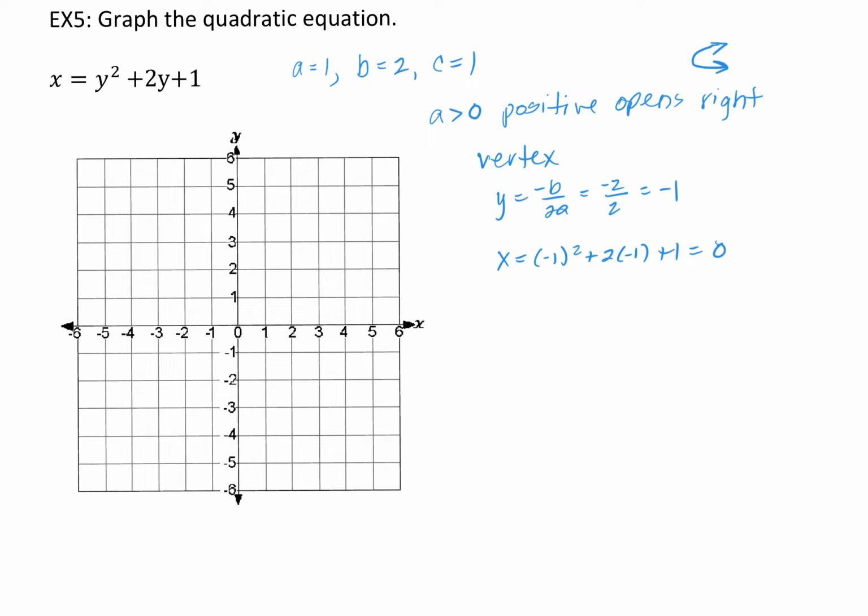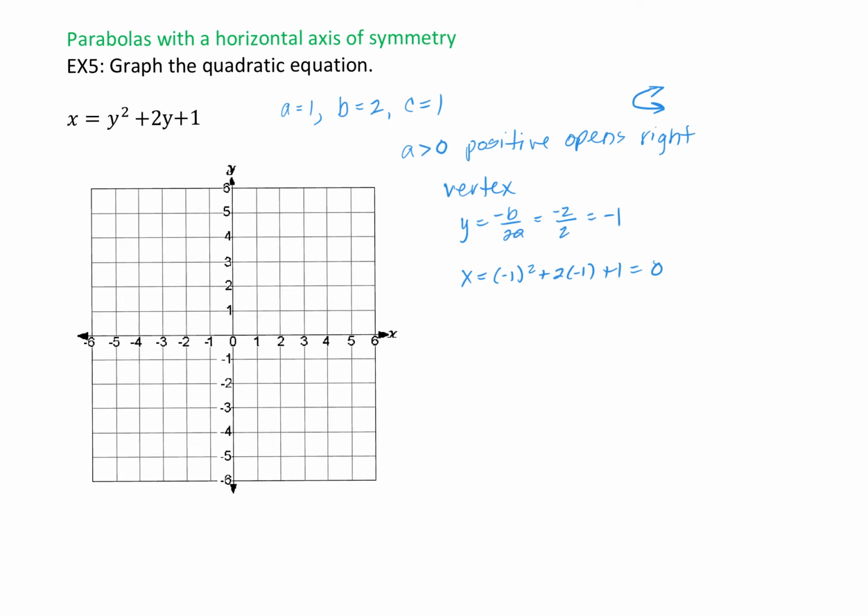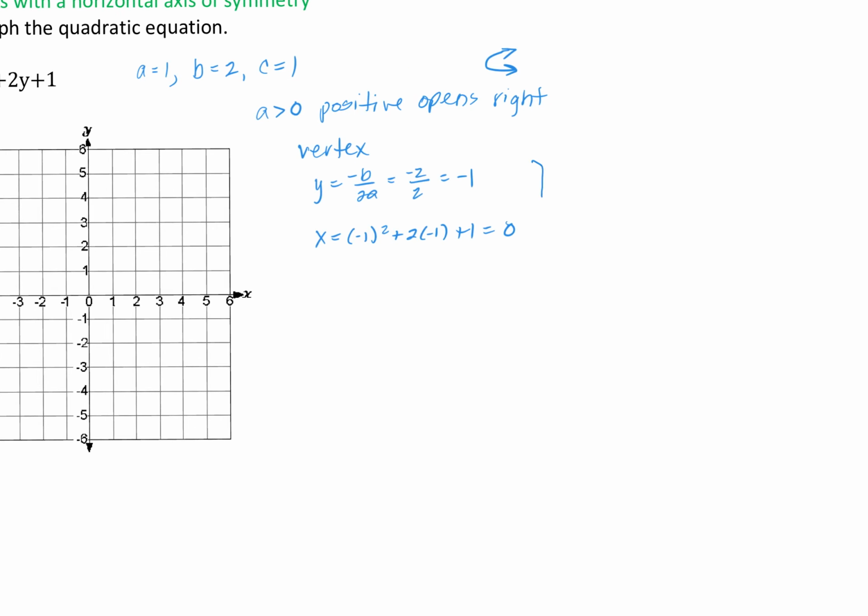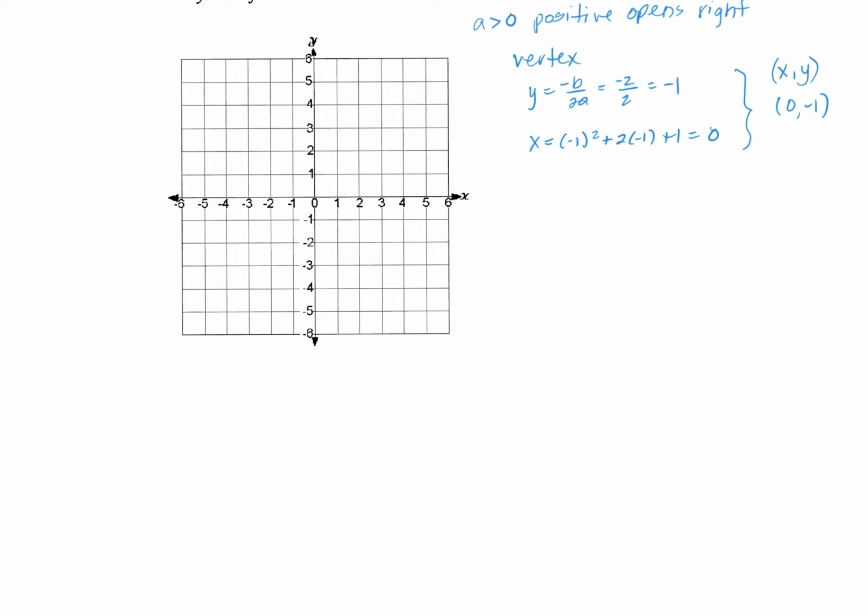Just be careful you're not graphing the point negative 1, 0. Remember, when we're graphing, we're still using the same order x, y. So the point that we're graphing is 0, negative 1. Let me go ahead and put that point on the graph.